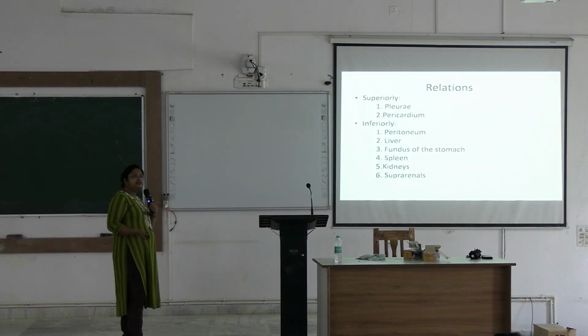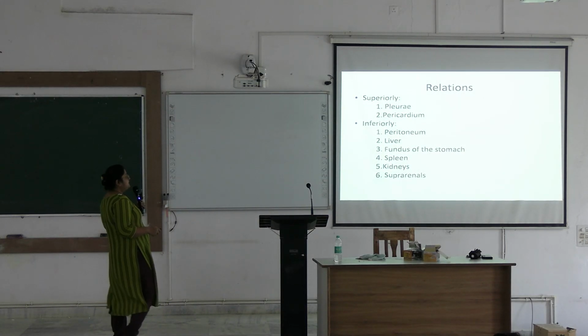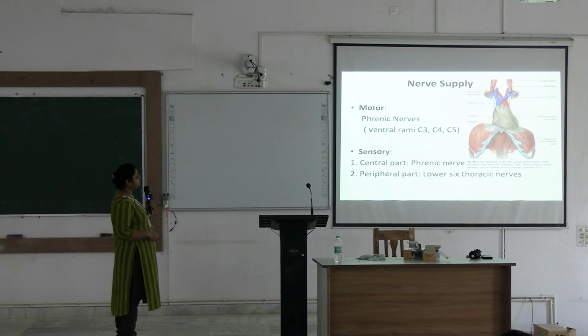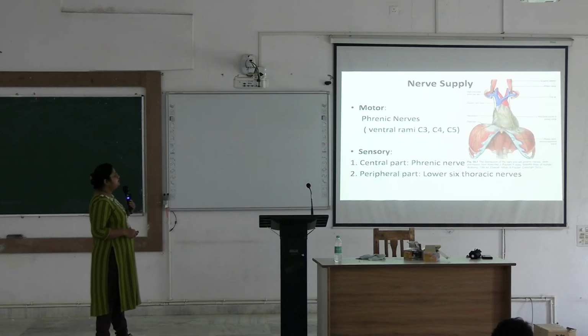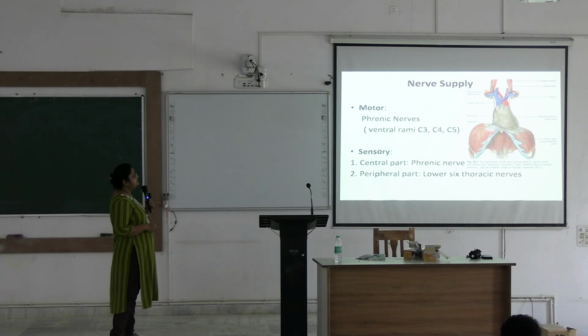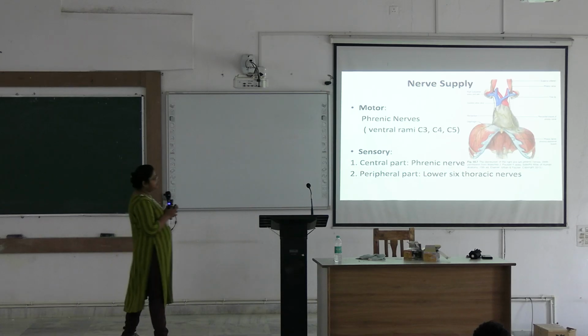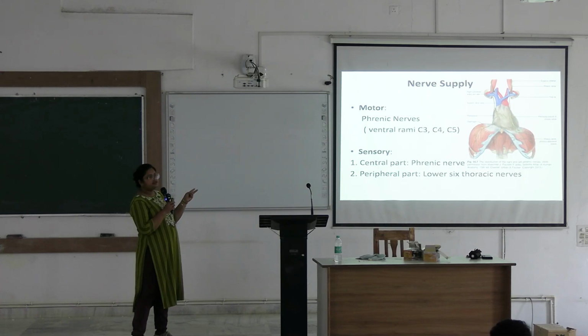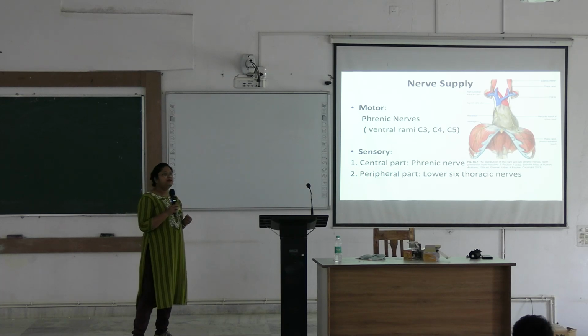Next, we are going to the relations of the diaphragm. Superiorly, it is related to the pleura and the pericardium, and inferiorly to the peritoneum, liver, fundus of the stomach, spleen, kidneys, and the suprarenal. This is the nerve supply. It has motor supply and sensory supply. Motor supply is solely from the phrenic nerve, ventral rami of C3, C4, C5. So in case of injury near the neck cervical region, there is a high chance of injury to these nerve roots C3, C4, and C5, and there is respiratory paralysis.